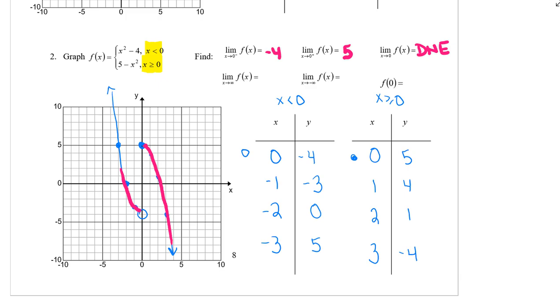As far as the end behavior, the right end behavior towards infinity, well, the graph is headed down, so that's going to be negative infinity. Left end behavior: as my x values become more and more negative, my y values become more and more positive. And lastly, f of 0, well, the point (0, 5) is on my graph. So an input of 0 for x will yield an output of 5 for y, making the value of f of 0 equal to 5.